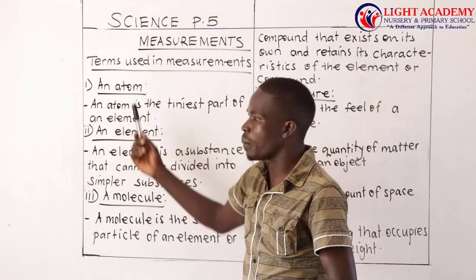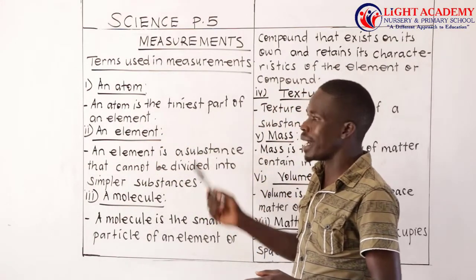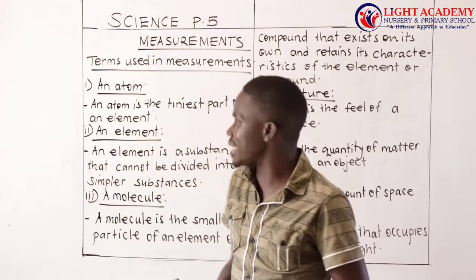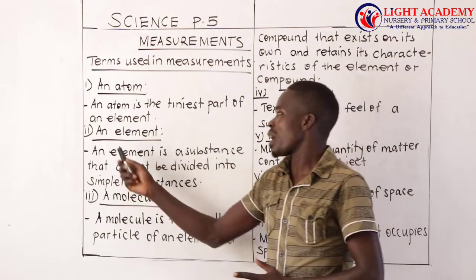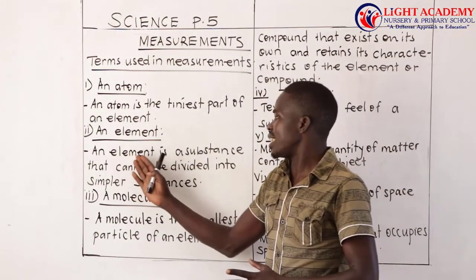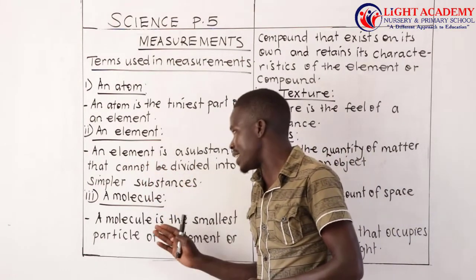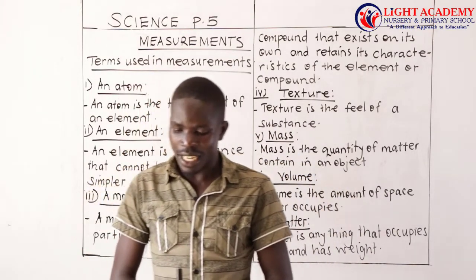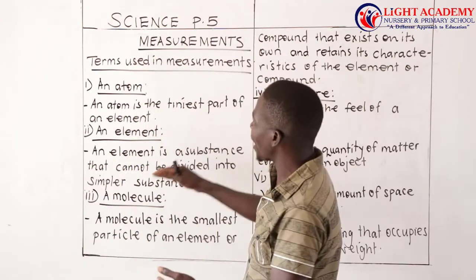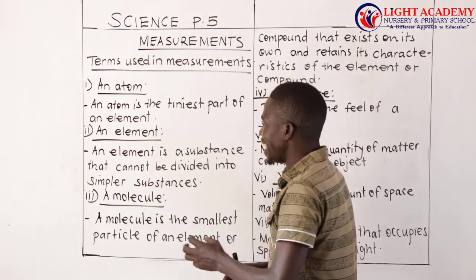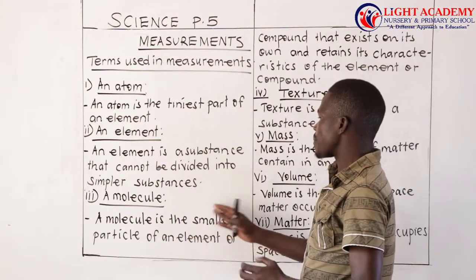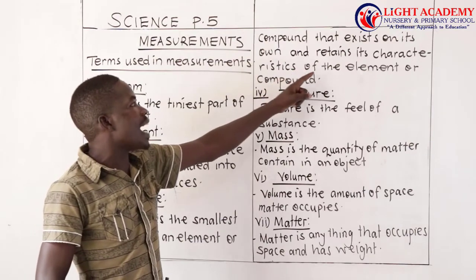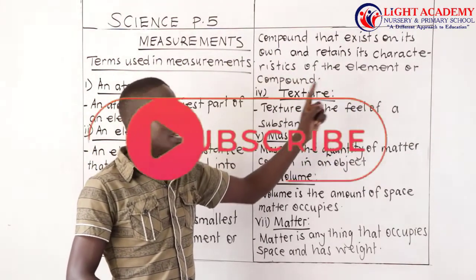The first term is an atom. An atom is the tiniest part of an element. When they ask what is an element, an element is a substance that cannot be divided into simpler substances. You cannot divide it into simpler substances, and that is what we call an element. So elements are made up of atoms. Then what is a molecule? A molecule is the smallest part of an element or a compound that exists on its own and retains the characteristics of the element or the compound.